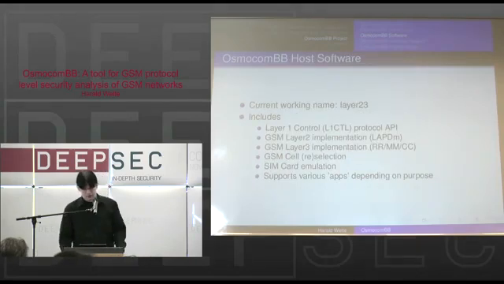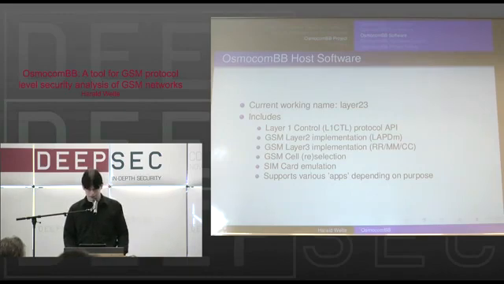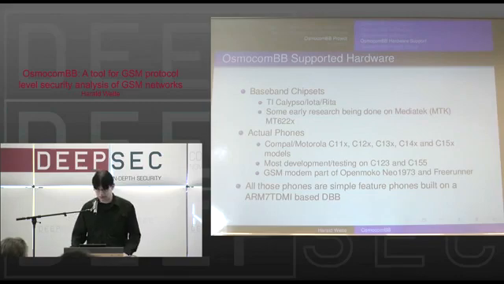The software we run on the host is called Layer 23, and it uses what we call the Layer 1 control interface to control the Layer 1 inside the telephone. But both the software on the host PC as well as the firmware are entirely written from scratch. No code was reused that came from anywhere else, and it's all open source software licensed under GNU GPL.